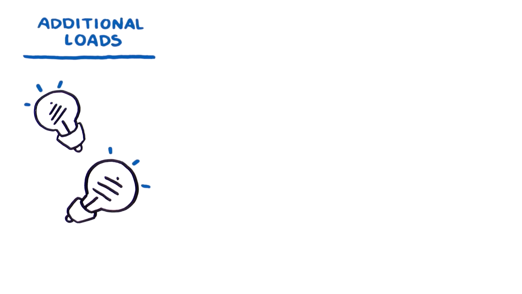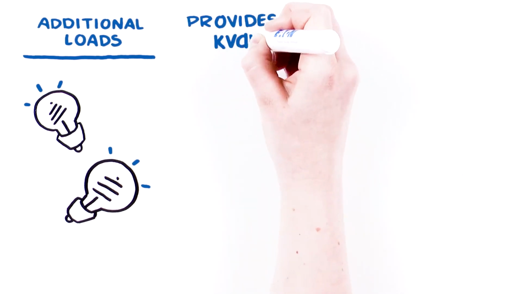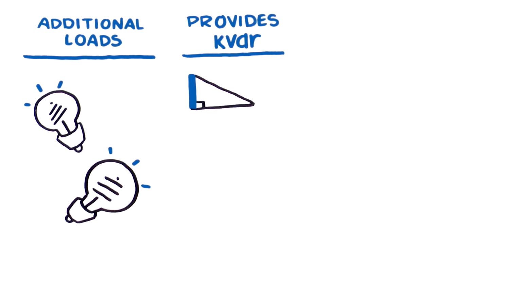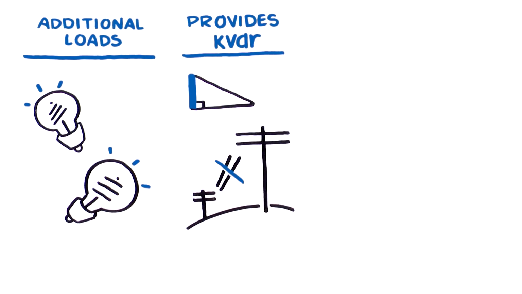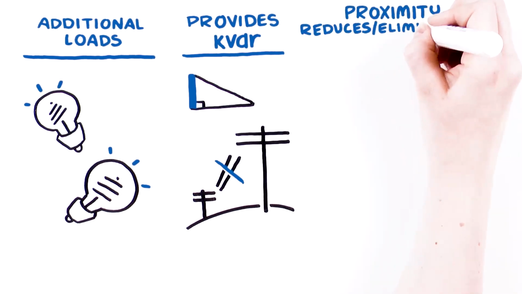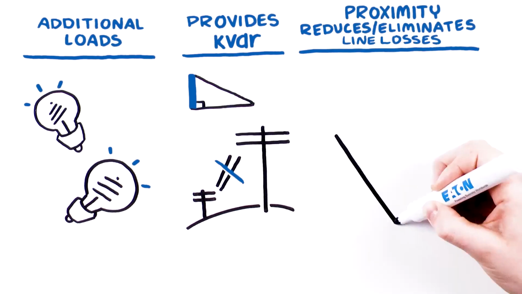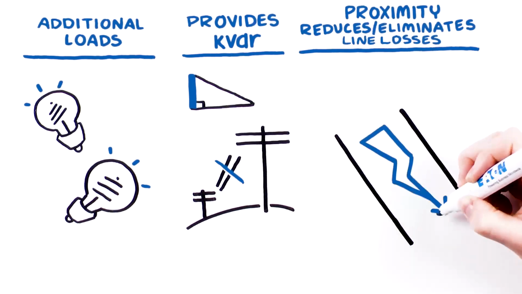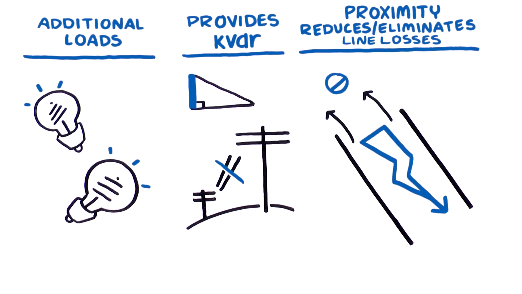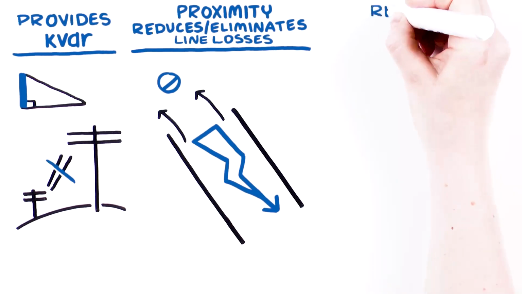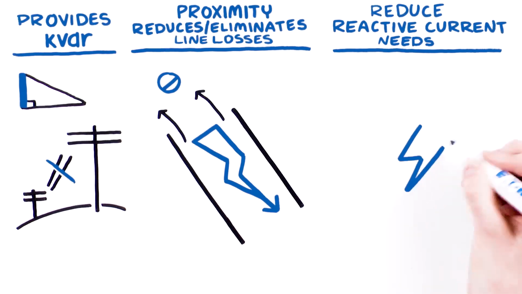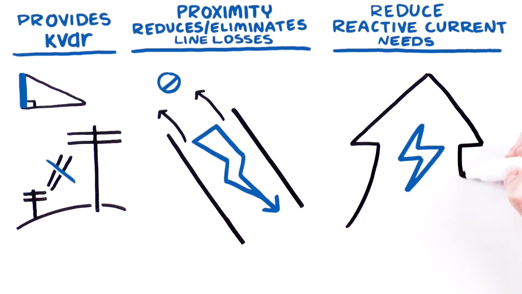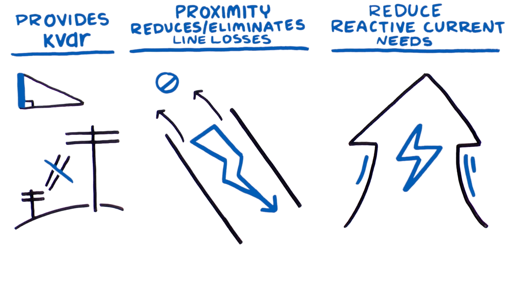Furthermore, adding capacitors near your load provides kVAR that the generator no longer has to supply, and which does not have to transfer through transmission lines. As the impedance in transmission lines causes losses, the capacitor's proximity to the load reduces or eliminates line losses. Because capacitors reduce the system's reactive current needs, applying them to a system results in a voltage rise from the point of installation back to the voltage source.